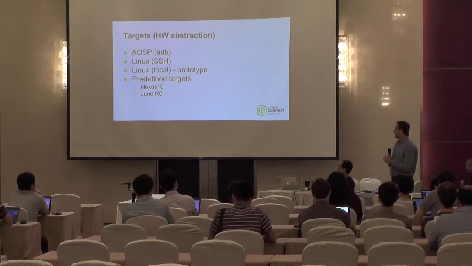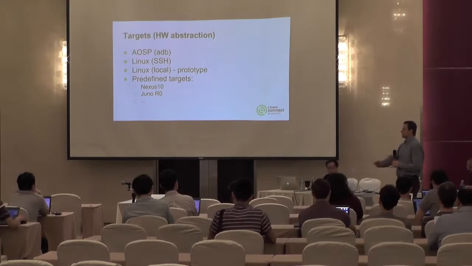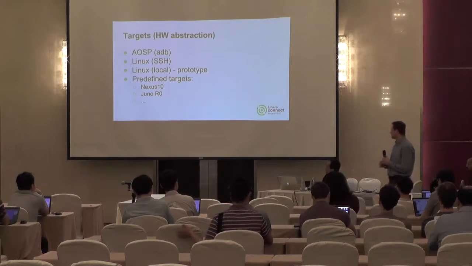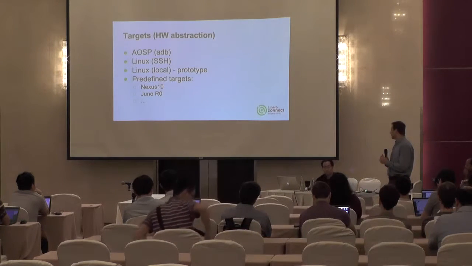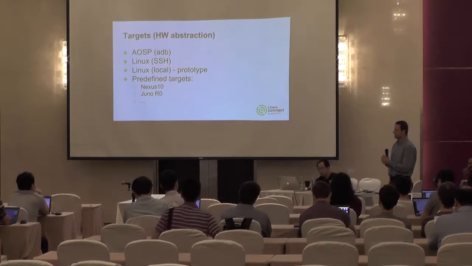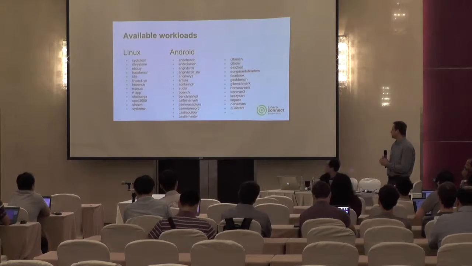There are a couple of predefined targets. I don't remember them all. The ones we use in our lab, for AOSP, are mainly Nexus 10 and Juno R0. It's pretty easy to define a new target. We just need to define the CPU architecture in the code, and the means for connecting, and probably some other board-specific bits, but that's not mandatory, so it will probably work.